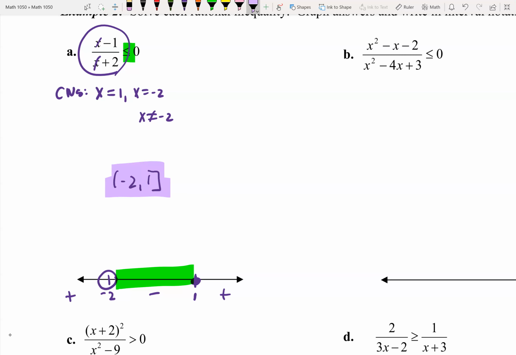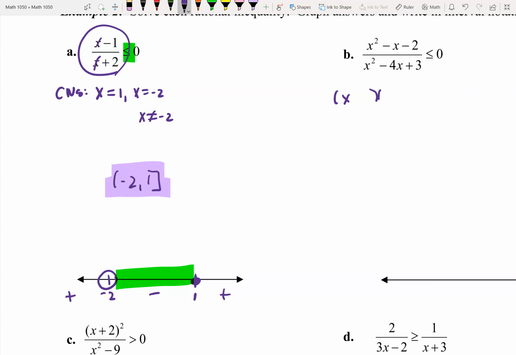Okay, question B. Step 1, get a 0 on the right, done. Step number 2, get a common denominator. I don't have two separate fractions that I need to pull together, so that's not a thing. The next thing is to factor.